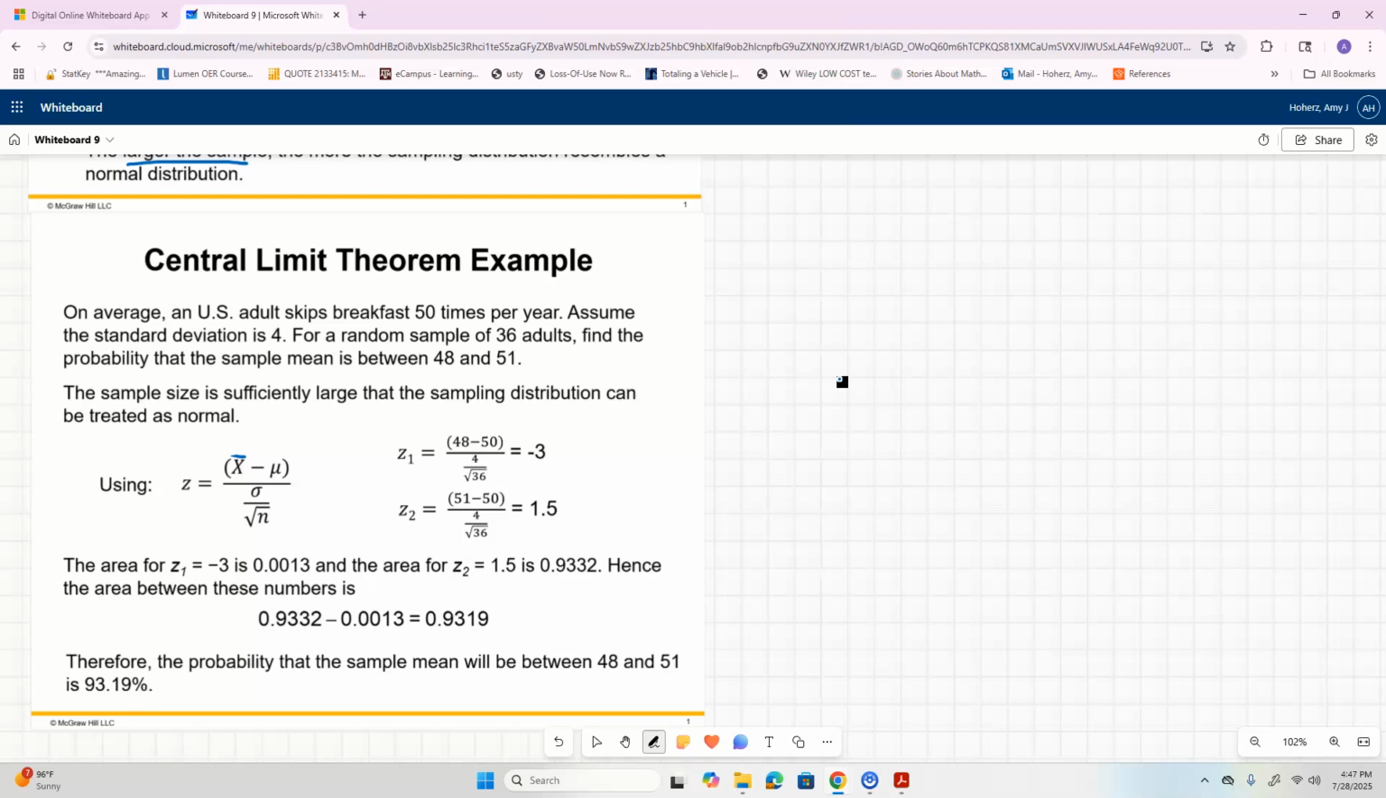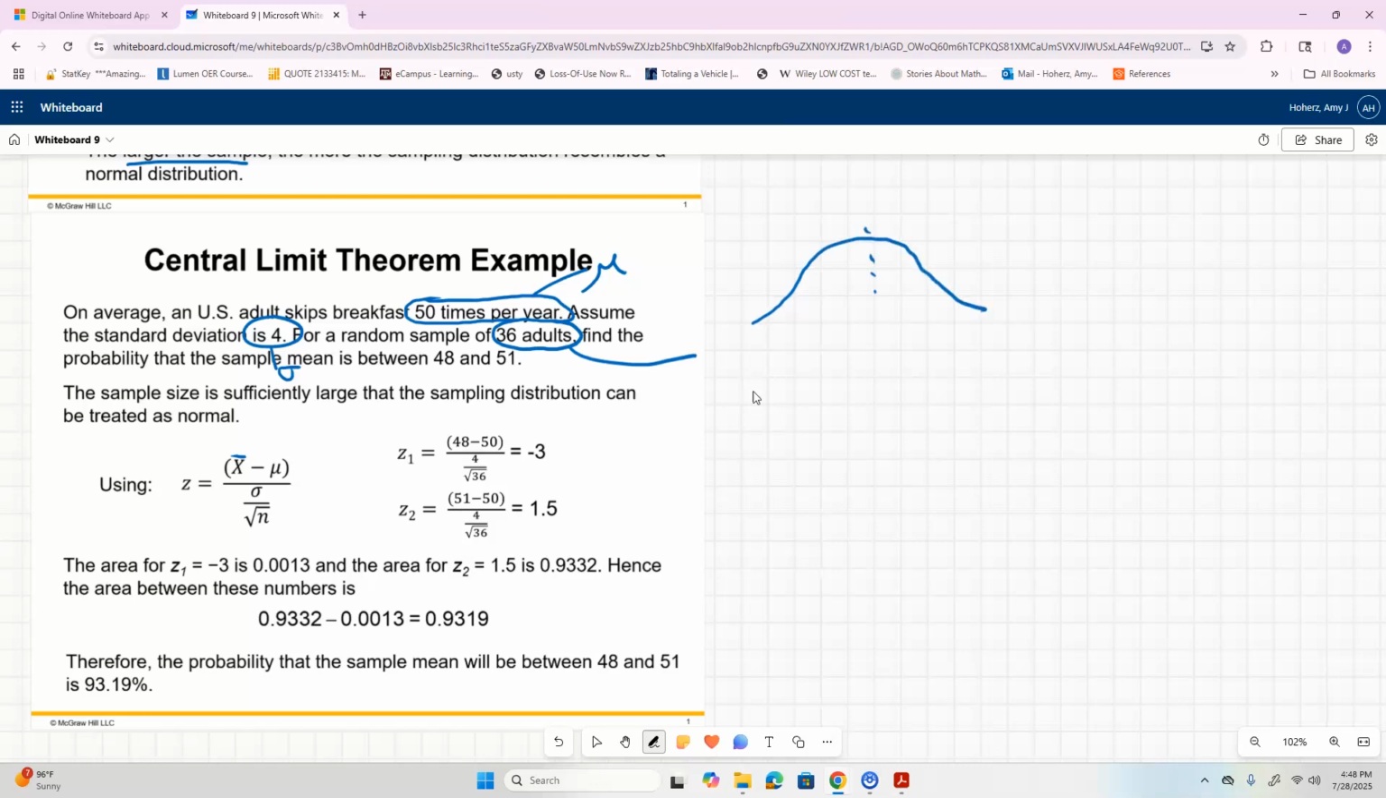Okay, so this is what these problems sound like. On average, a U.S. adult skips breakfast 50 times a year. Assume the standard deviation is 4. So this 50, that's our mu. Our standard deviation, our sigma, is 4. And it says for a random sample of 36 adults, we're supposed to find the probability that the sample mean is between 48 and 51.